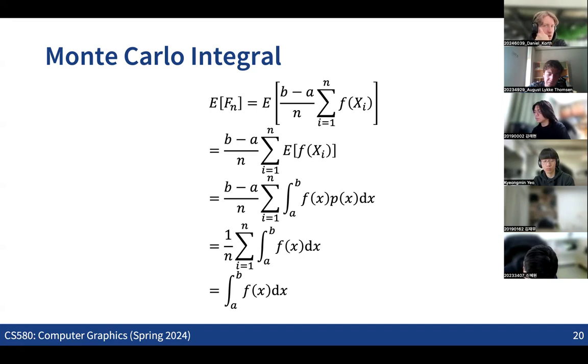So this is a very natural idea in terms of approximating the quantity we want to see, basically the integral. And we can also see that mathematically the expected value of this estimator becomes the same as the integral that we want to see. So this is really good. And the good thing about this simple idea is that it can be extended into any dimension.